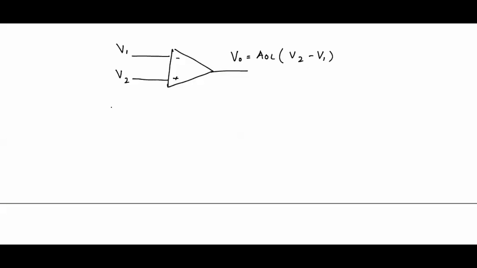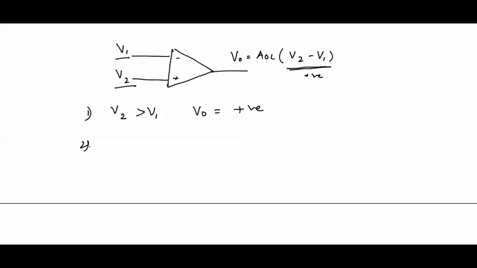So if we have V2 greater than V1, then from this equation we can say that this difference will be positive. If this difference is positive, then output V0 will be positive. So an operational amplifier will generate a positive voltage at the output if the voltage at the non-inverting input is greater than the voltage at the inverting input V1.